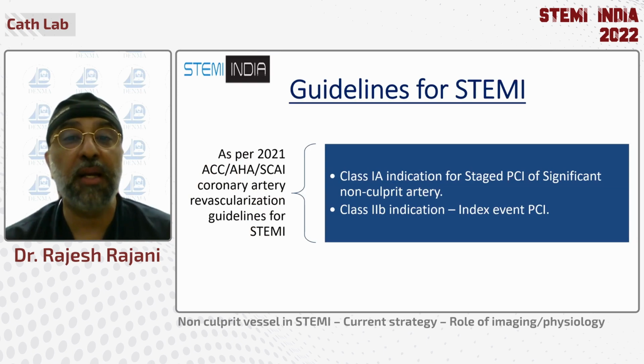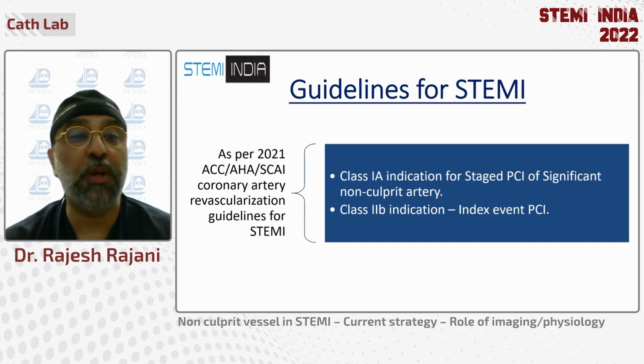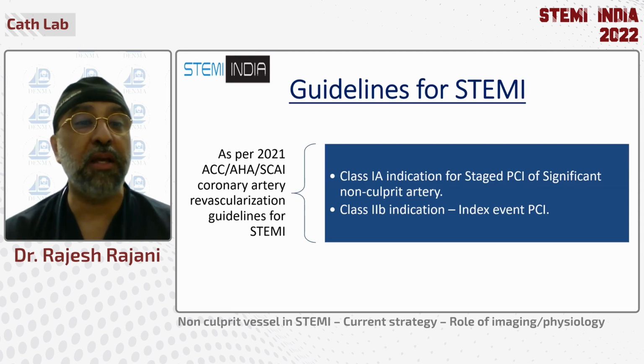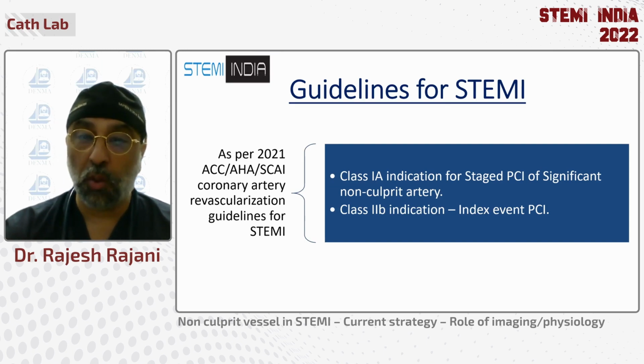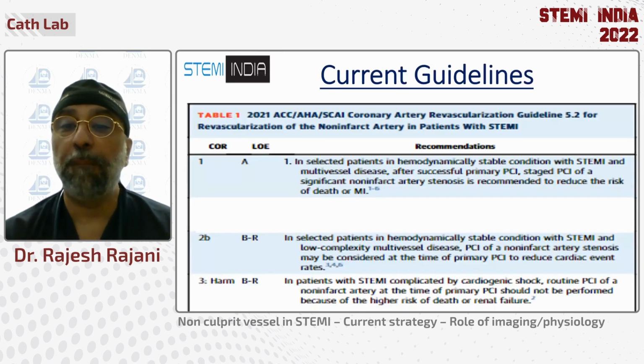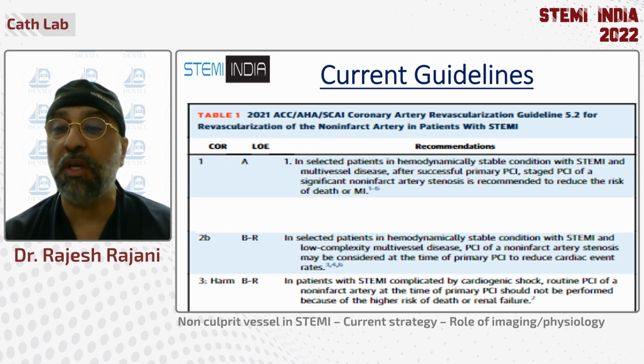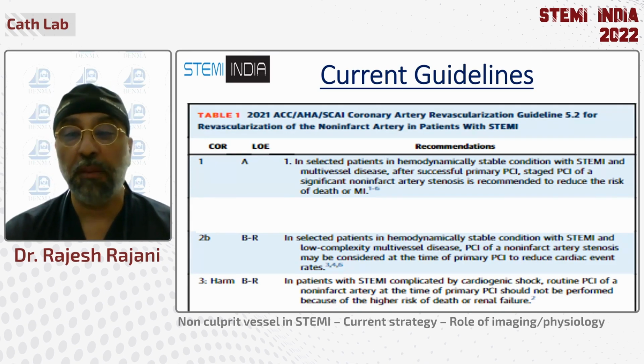So the current guidelines for STEMI as per 2021 ACC/AHA and SCAI is a class 1A indication for staged PCI of significant non-culprit artery and a class 2B indication for index event PCI. So this basically sums it all. This slide shows the guideline table, also mentioning that in STEMI with cardiogenic shock, routine PCI of non-culprit vessel should not be done during primary PCI because it becomes too complex and may probably harm the patient.